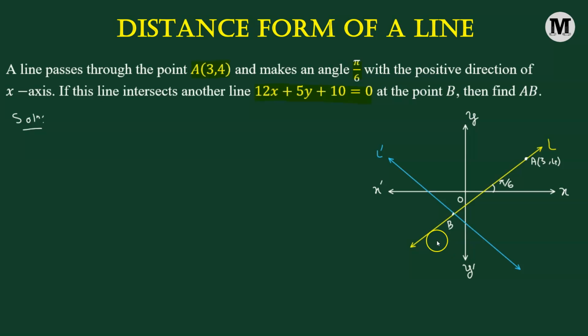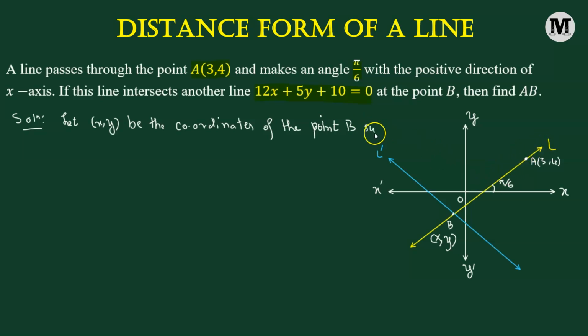Okay, so to begin with, we're going to consider that x, y is the coordinate of the point B. And using this point, we can define the equation of the line L in terms of the distance form. Now considering the point A, since it lies to the right of the point B, that means the x and the y coordinates of A are going to be greater than the x and the y coordinates of point B. So we're going to consider A to be greater than B.